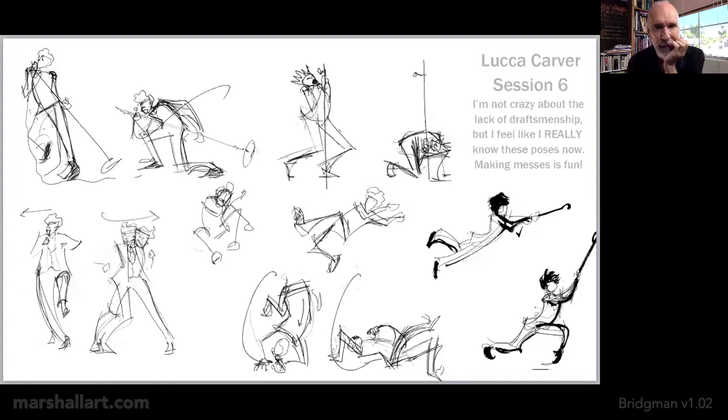Luca, you are back to your shenanigans. You are messing around. You're not crazy about these for the lack of draftsmanship, but you feel like you really know these poses now, and making messes is fun. Go play. Go play baseball. I've got other things to do. We're going to hear about you in the papers when you get into the big leagues.